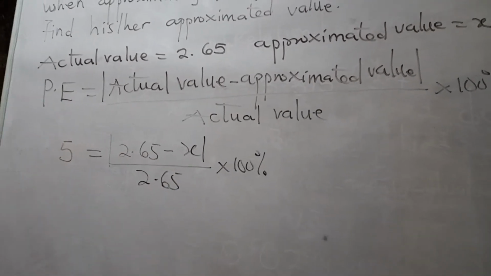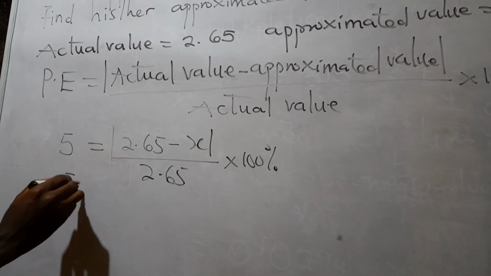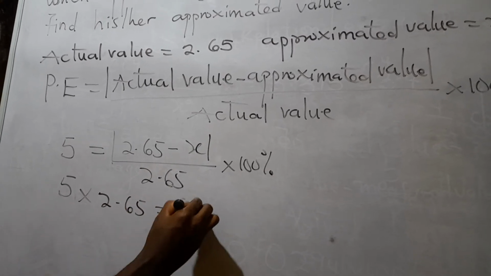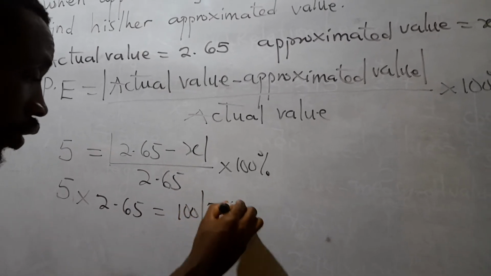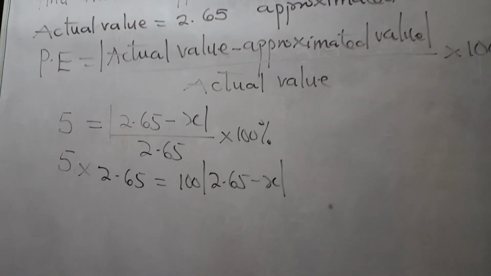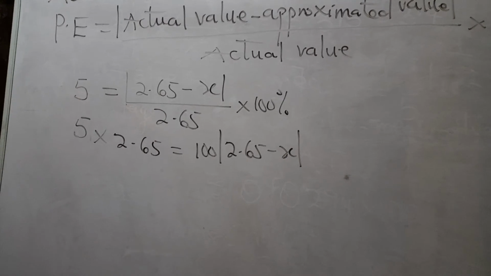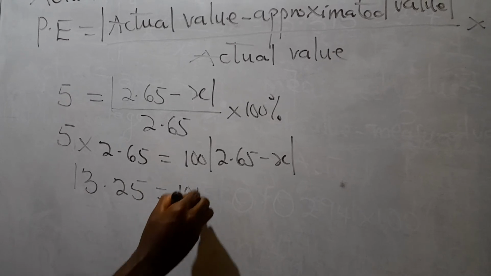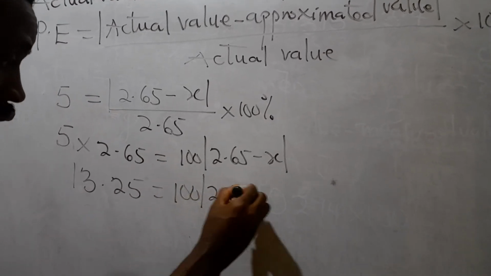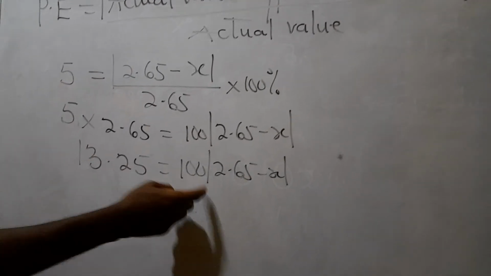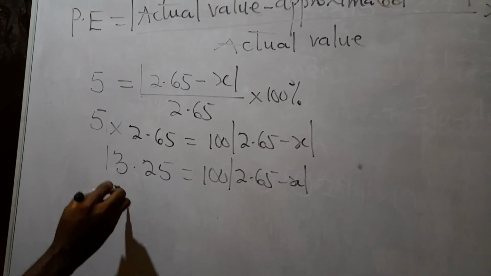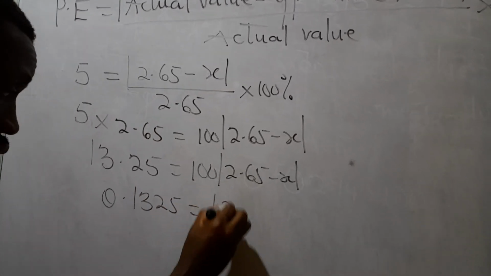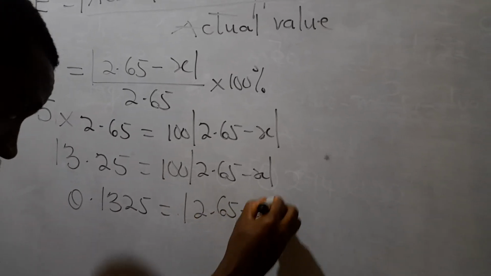So we can cross multiply this. You get 5 times 2.65 will be equal to 100 times the absolute value of 2.65 minus x. So I'll multiply 5 by that. We'll get 13.25 equal to 100 times the absolute value of 2.65 minus x. So we can divide both sides by 100. When we divide both sides by 100, we get 0.1325 equal to the absolute value of 2.65 minus x.